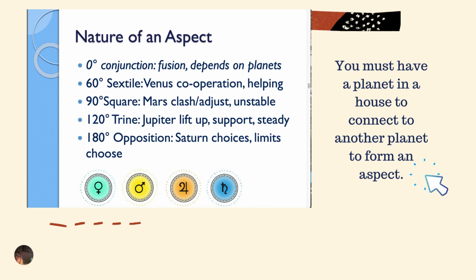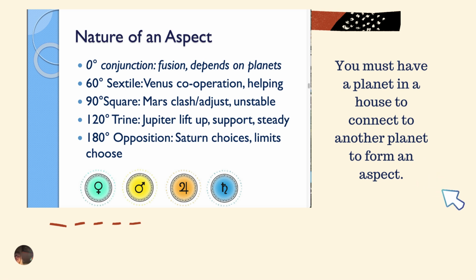Aspects in traditional astrology each form a certain energy. The two planets that are in different houses will combine together to create a certain energy. So let's look at these 5 aspects. A conjunction is when you have 2 planets in the same house. The energy that that conjunction will create for you in a natal chart depends on the planets.